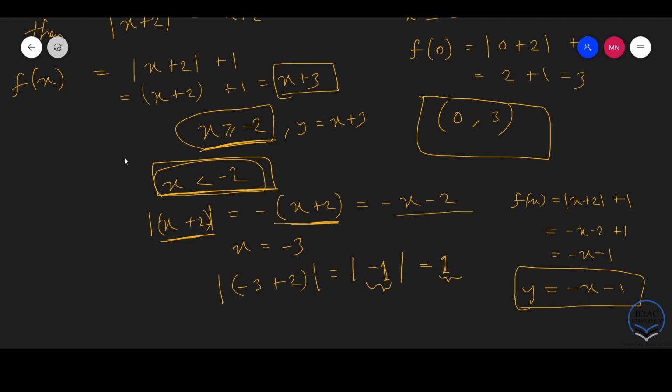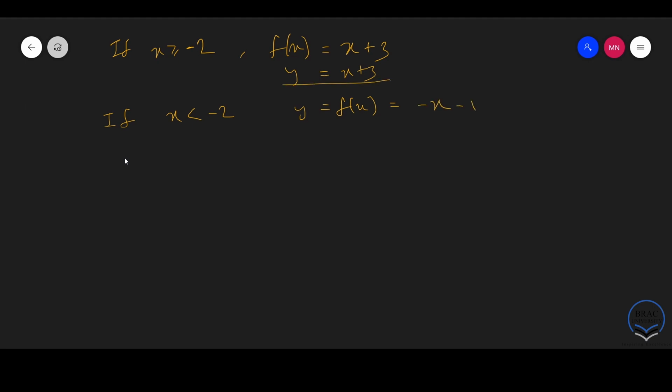right? So let's clear all of this up. So once again, for x greater than or equal to minus 2, f of x will be x plus 3, right? Or y will be equal to x plus 3. And if x is less than minus 2, then y, equal to f of x, will be minus x minus 1. So we will be drawing these two graphs for these two intervals. So let's do that. Let's say this point is minus 2, right?